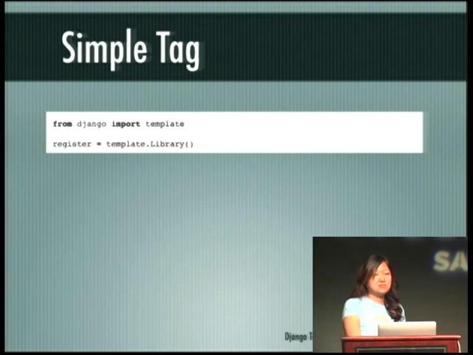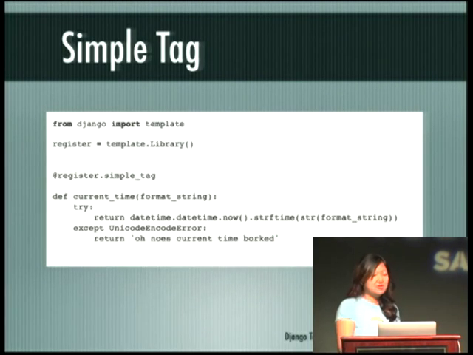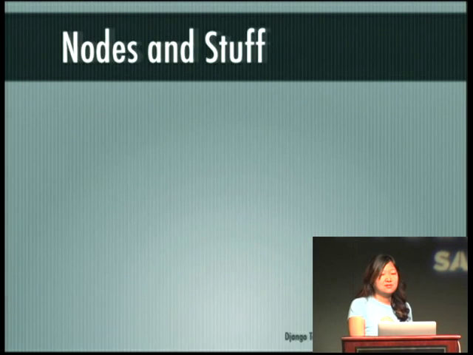So start at the library and make a declarator. We're using a library decorator called simple_tag. It's pretty simple: just have a function, try, except, try to parse this as a datetime object. If not, oh no, there's an error. Well, that's using the simple tag library.